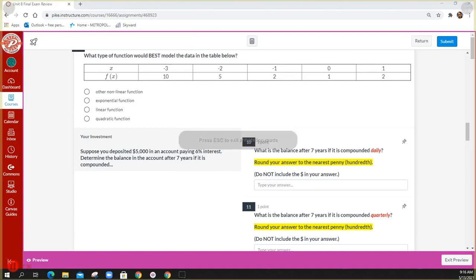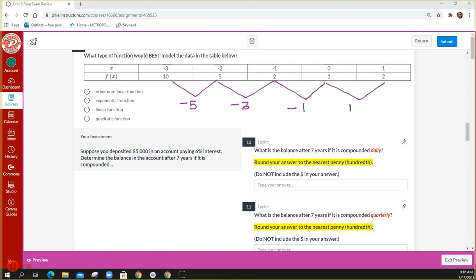Alright, so let's go ahead and look at this one. So we go from 10 to 5, that would be minus 5. And then we went from 5 to 2, that's going down 3. And then we go from 2 to 1, that's going down 1. And then we go from 1 to 2, and that's going up 1.